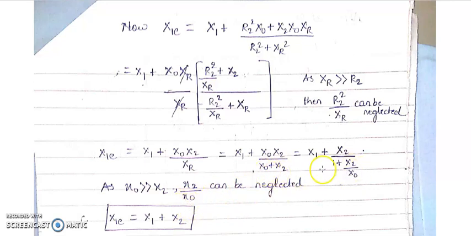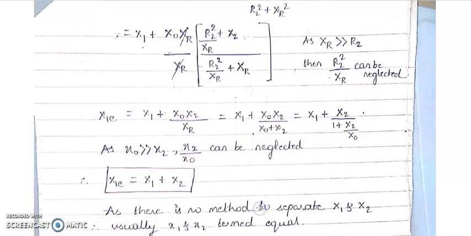So what I have done here is I have taken x0 common again in the denominator part. So x0 common means x0 gets cancelled, and 1 plus x2 by x0 will remain inside. And one more thing, we know that x0 is greater than x2. If we divide by the bigger number, then the resultant will be less. So I can ignore this x2 by x0. So finally if I ignore it, it will be x1 plus x2 divided by 1. It's nothing but x equal to x1 plus x2.